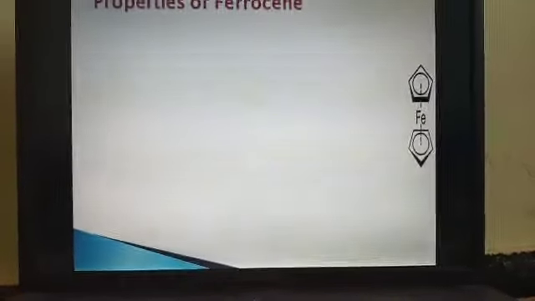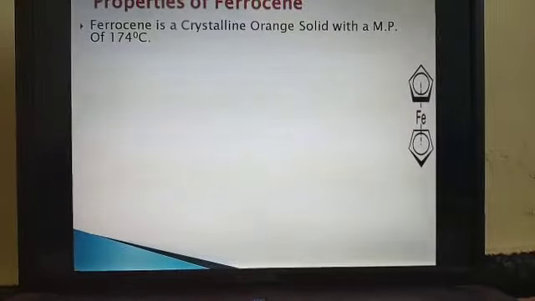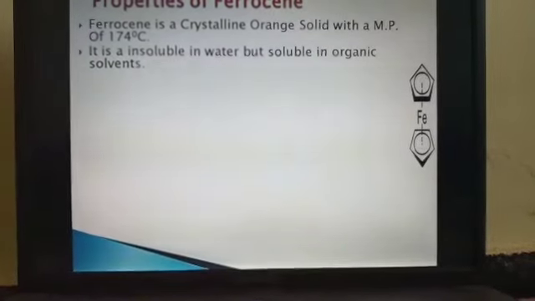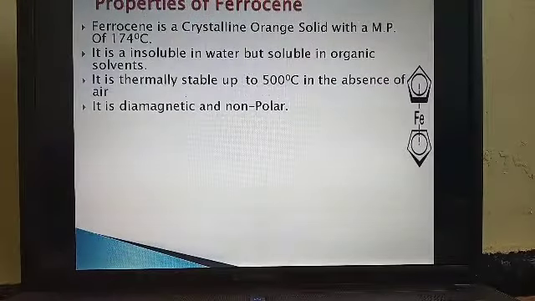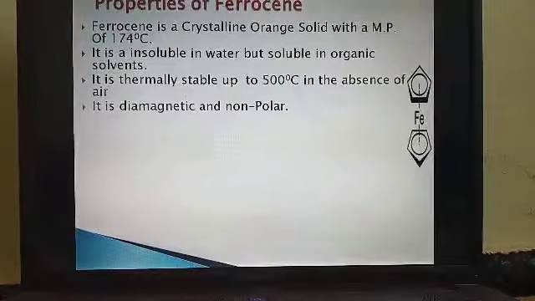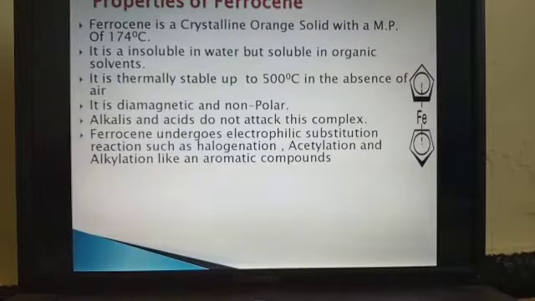For metallocene, I have taken one example, that is ferrocene. Ferrocene is a crystalline solid with a melting point of 174 degrees centigrade, insoluble in water but soluble in organic solvents. It is thermally stable up to 500 degrees centigrade in the absence of water. It shows diamagnetic property and is non-polar. Alkalis and acids do not attack this complex; it is very stable.